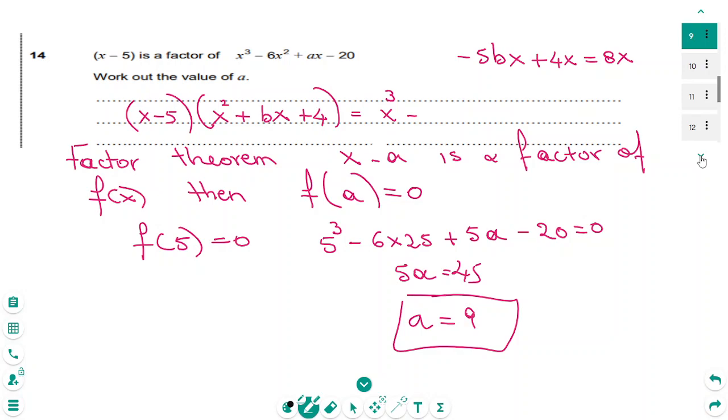The next topic is the factor theorem. x minus 5 is a factor of the cubic function x to the power of 3 minus 6x squared plus 8x minus 20. If this is a factor, the factor theorem says that f(5) must be equal to 0, because if x minus a is a factor, then f(a) is 0. So by using this equation, f(5) equals 0, it's possible to find a as well, and you can find that it is 9.